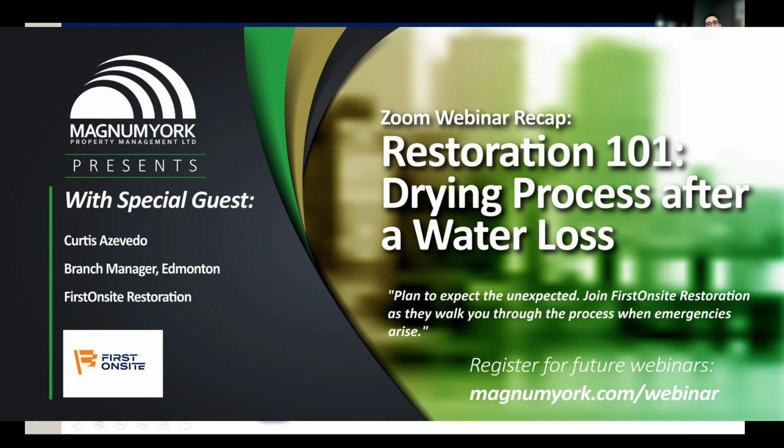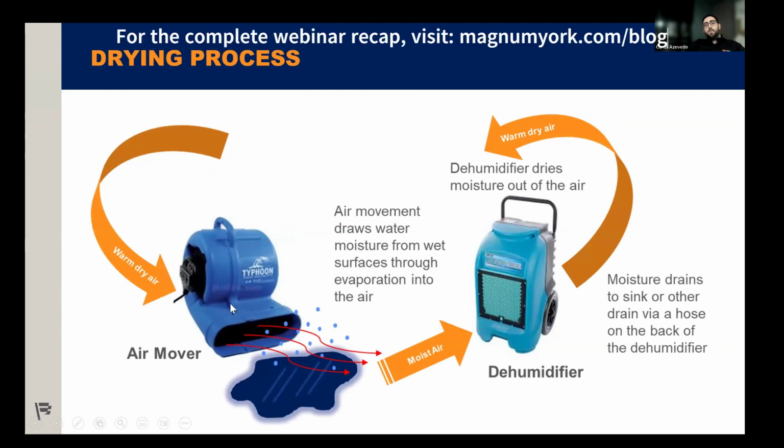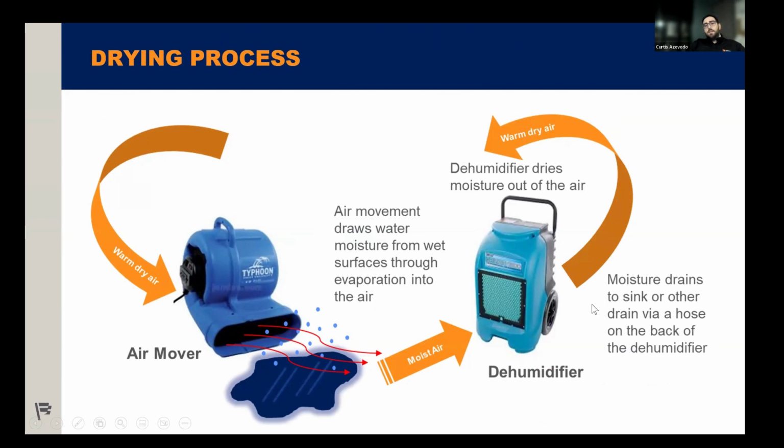So, explaining the drying process in a bit more detail of what I just did here. The warm dry air coming through the air movers essentially allows for water and moisture to be moved into the dehumidifier. The dehumidifier dries the moisture out of the air, drains to the sink or via hose on the back of the dehumidifier, and allows warm air to be released into the space.